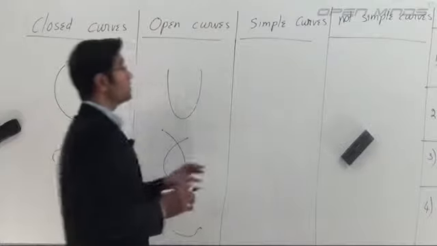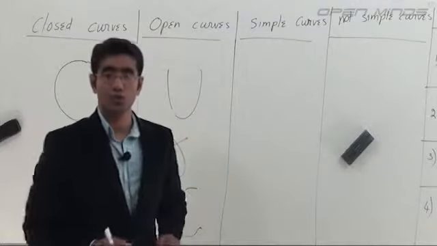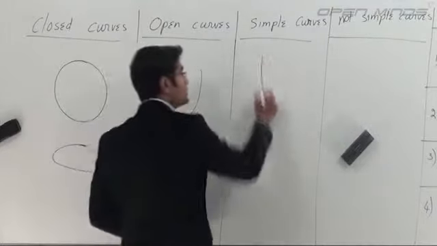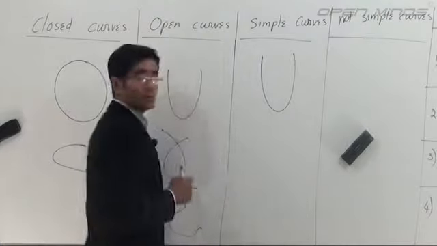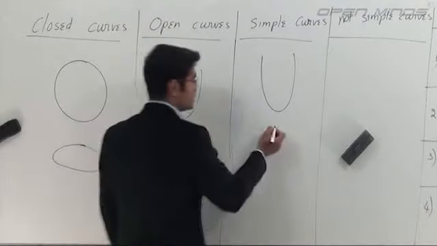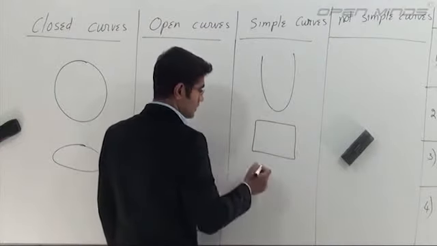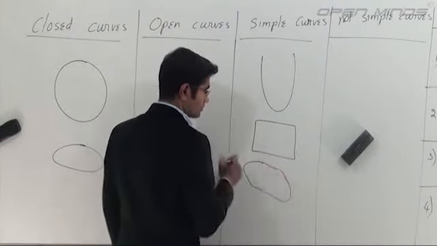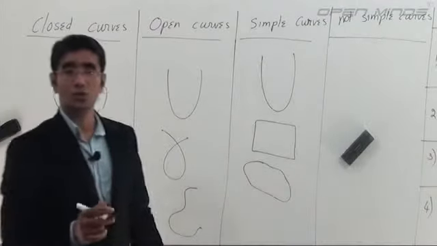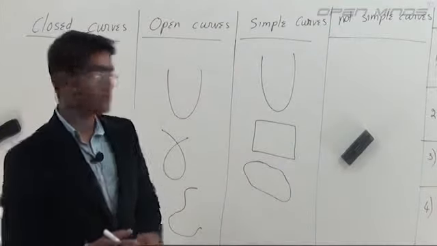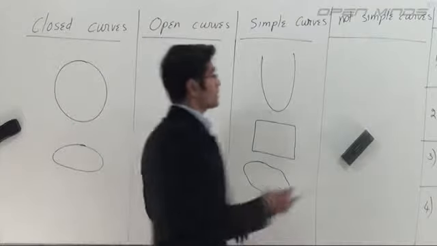Well, a simple curve is something which does not cross over itself. For example, this is a simple curve. In fact, this is a simple curve, all right? It can be something like this. This is a simple curve again, or this is a simple curve. The only idea is it should not cross over itself, all right? The two lines should not cross. That's it.